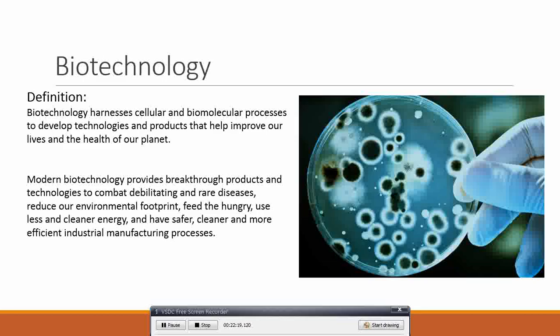biomolecular processes, cells, to develop technologies, products that can help improve our lives and the health of our planet.